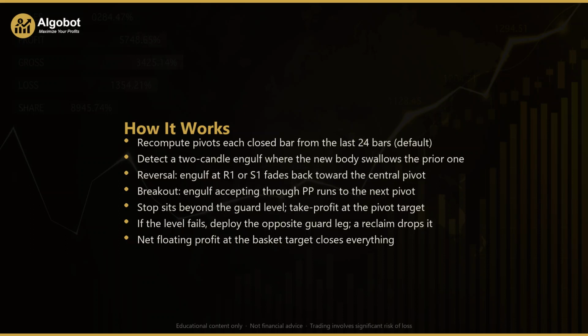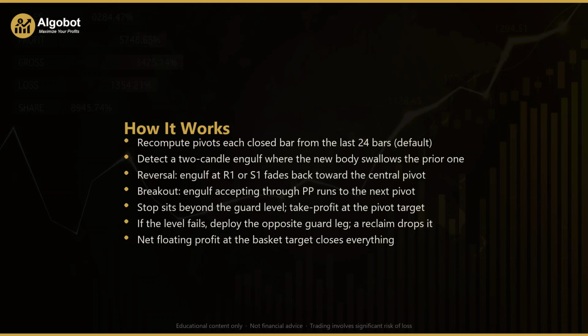Once a valid engulf exists, the strategy checks where it formed, and this gives four possible entries. The first is a reversal long. If a bullish engulf dips into the support zone around S1 but closes back above it, the strategy reads exhausted sellers and signals a buy, aiming for the central pivot. The second is a reversal short. If a bearish engulf pierces the resistance zone around R1 but closes back below it, it signals a sell, again targeting the central pivot.